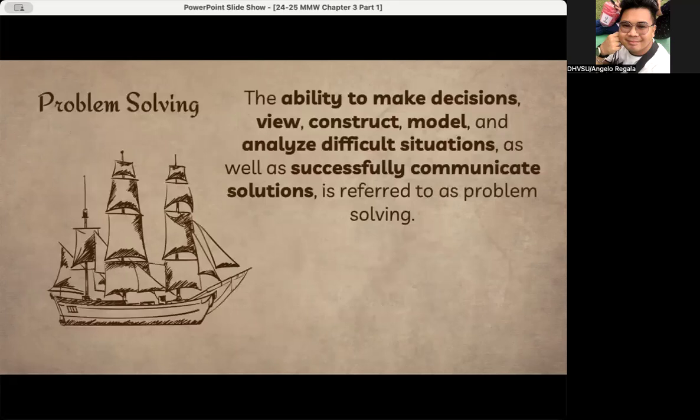Now, the skill is problem solving. Your ability to make decisions, view, construct, model, and analyze difficult situations, as well as successfully communicating that solution, is referred to as problem solving. So kung makikita nyo po, hindi lang tayo dun sa process na ma-achieve natin yung sagot, but as well as communicating ano yung natutunan natin doon sa situation na yon, paano natin siya sinolve. That is what problem solving skills are all about.